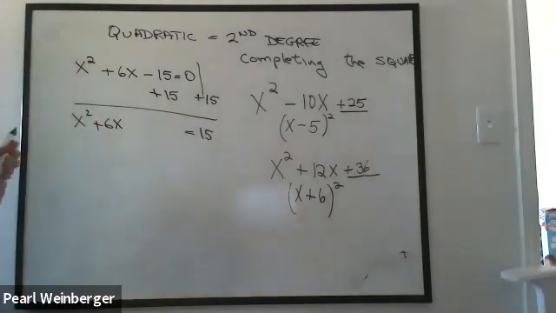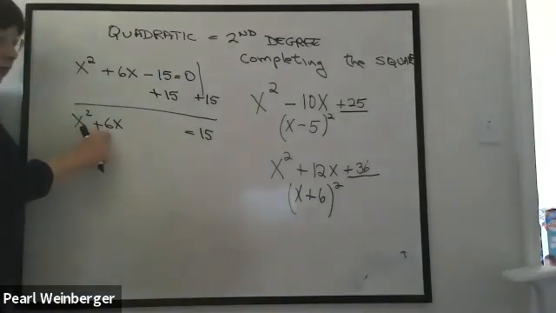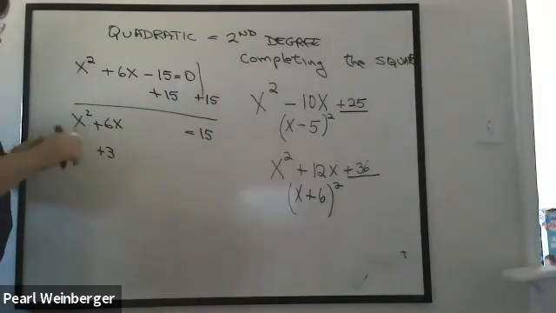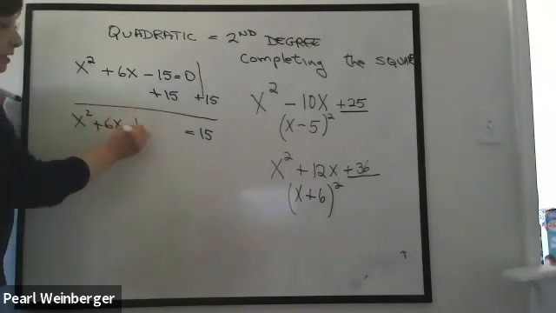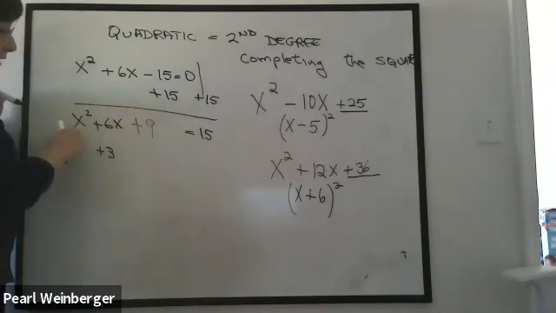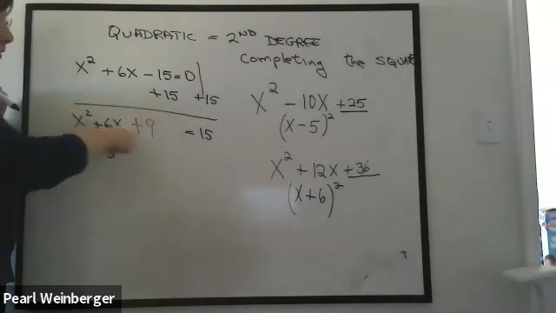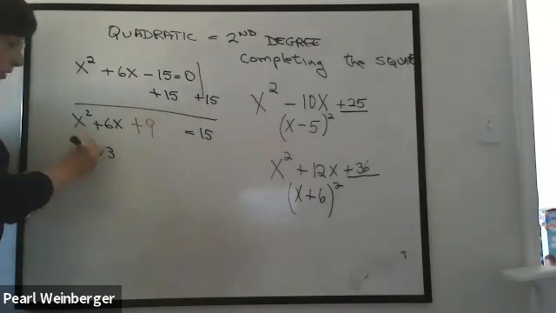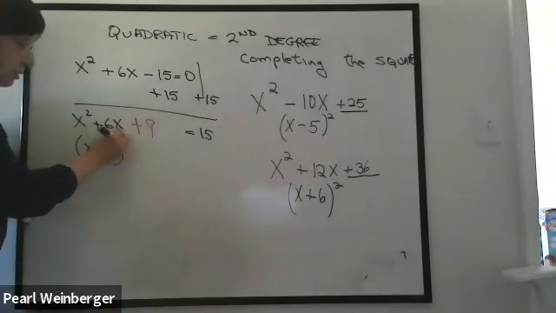Now, remember what we do with completing the square. We take half of the number that's in front of the x, so half of 6 is 3, and multiply it by itself. 3 times 3 gives me 9. I have to add 9 in order to make x squared plus 6x plus 9. That is a perfect square trinomial. That's a perfect square, and it's x plus 3 squared.